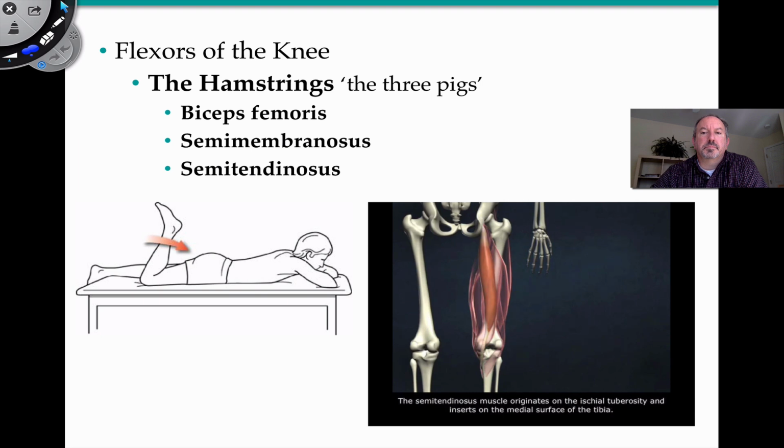The semitendinosus muscle originates on the ischial tuberosity and inserts on the medial surface of the tibia. The popliteus muscle originates on the lateral condyle of the femur and inserts on the posterior surface of the tibia.